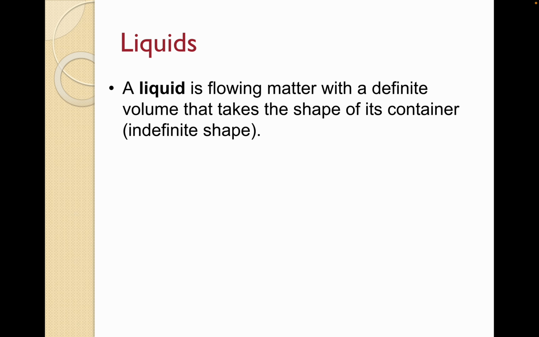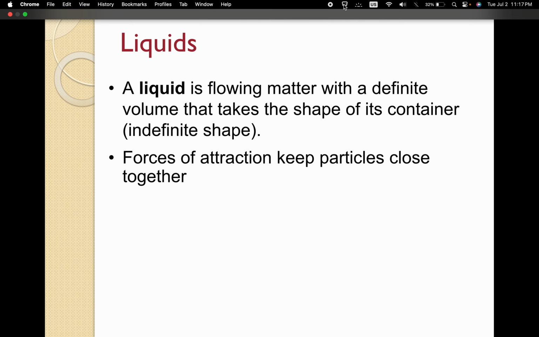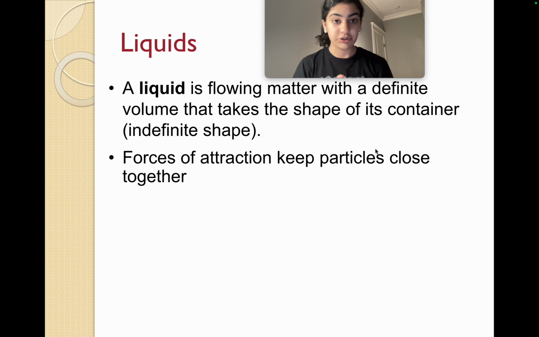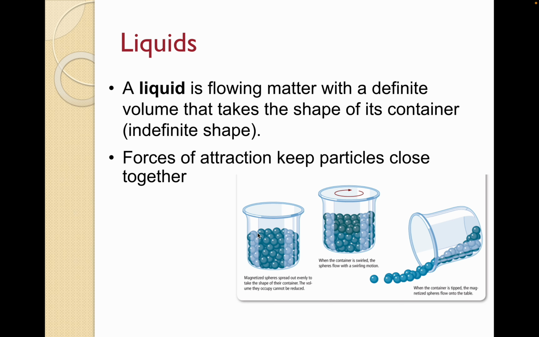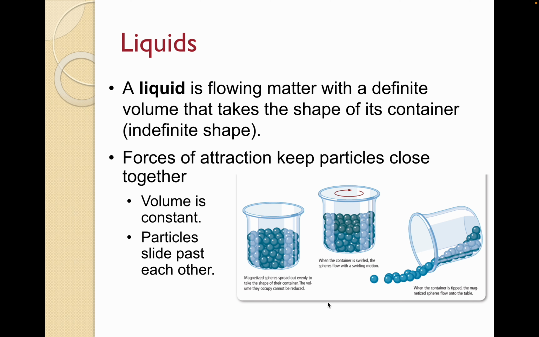Liquids. A liquid is flowing matter with a definite volume that takes the shape of its container, not like a solid. So that gives it an indefinite shape because it's just going to fit to whatever container the liquid is placed in. The forces of attraction keep the particles close together. Unlike a solid, it's not going like this, but it's going like this. They're still close together, but not as close as a solid, right? As you can see here, it just does whatever the container wants it to do. You spin the container around, it's going to spin. You dump the container, the liquid's going to fall out. So volume is constant, of course, and the particles slide past each other, as I just demonstrated.